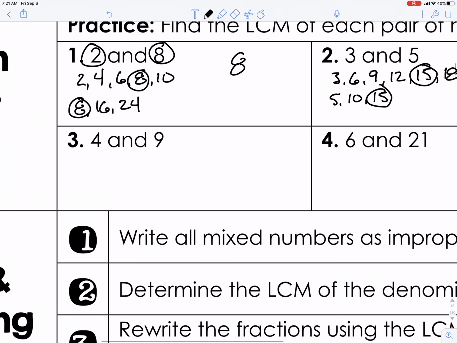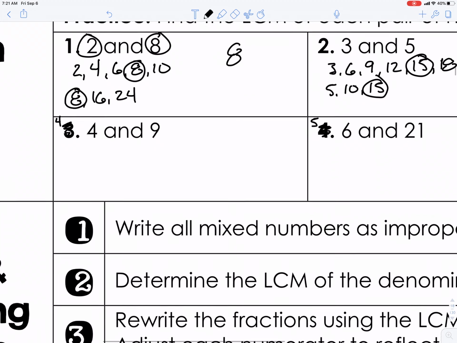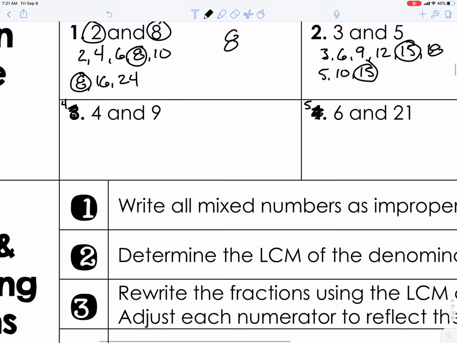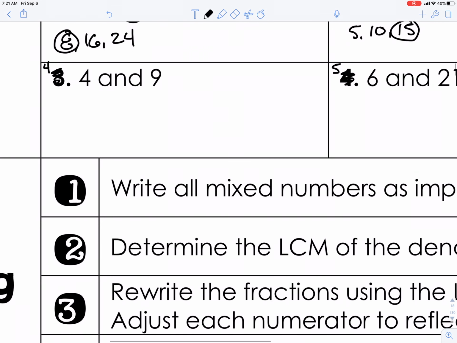I know it says this one's also 3, but this one is actually number 4, and this one is actually number 5. Let's look at 4 and 9. Now, there's another way to do this. Sometimes it can take a while to count up to a number that both of them go into. But the simplest way is to just multiply them together. So 4 times 9 equals 36.